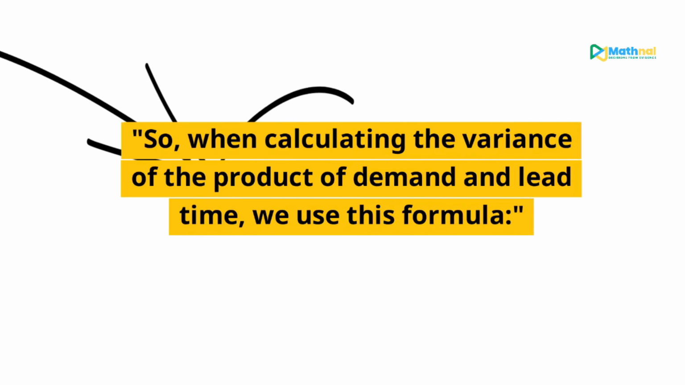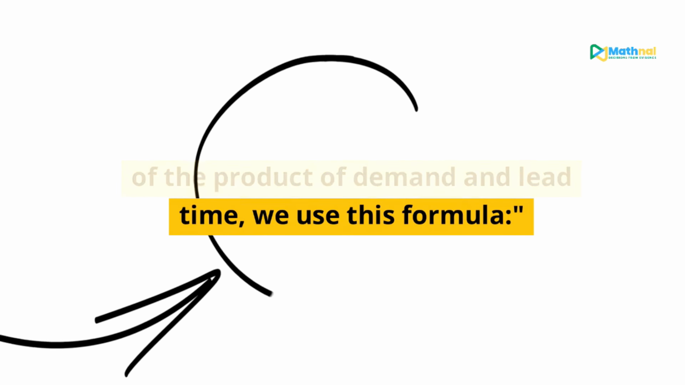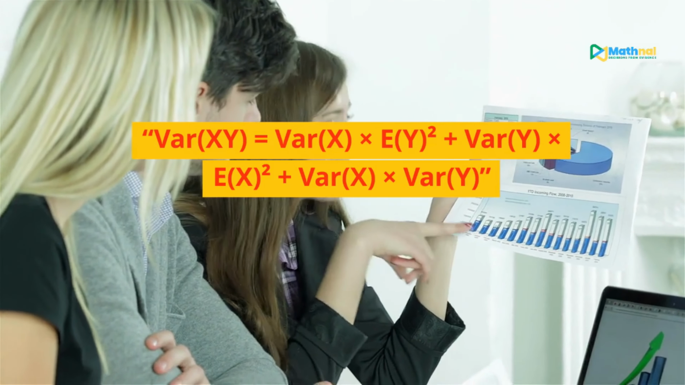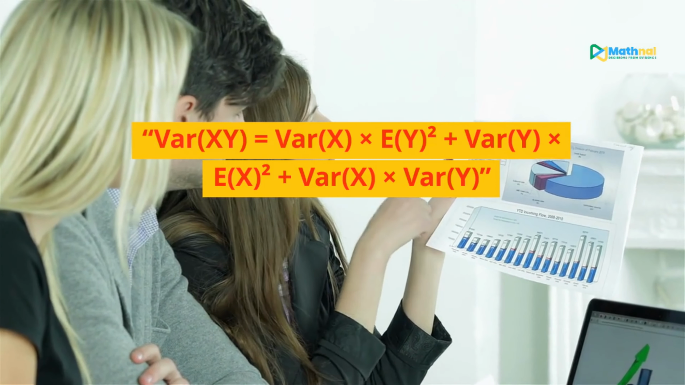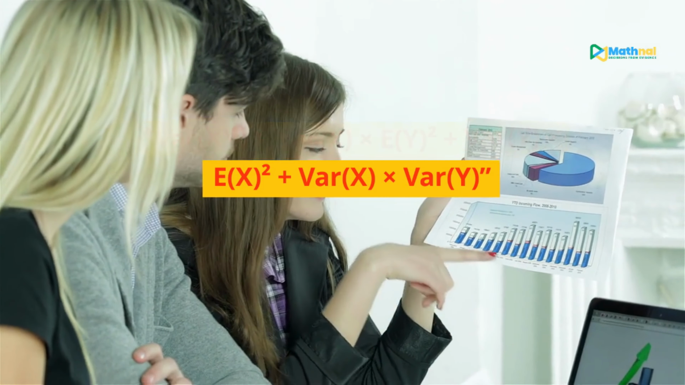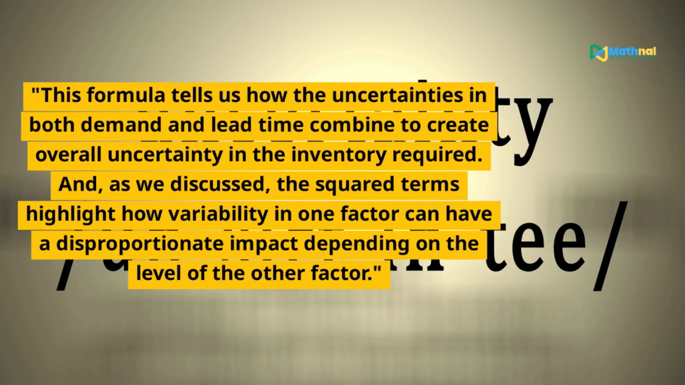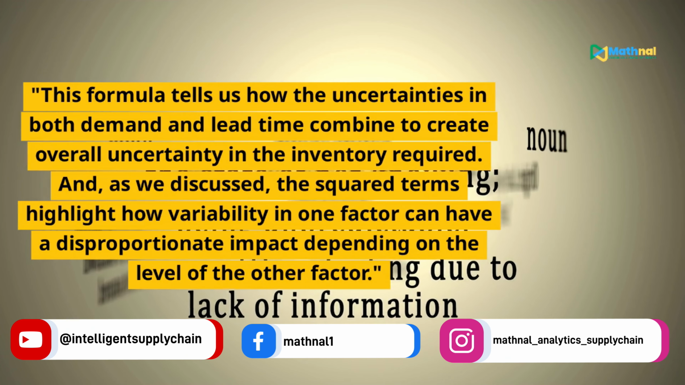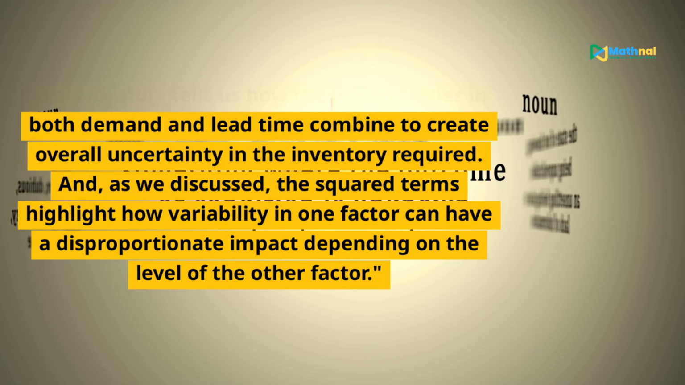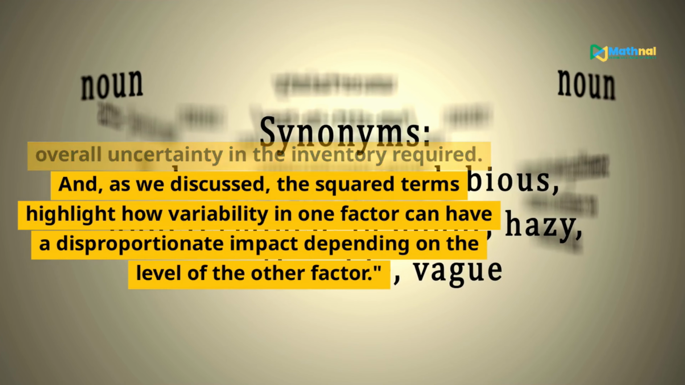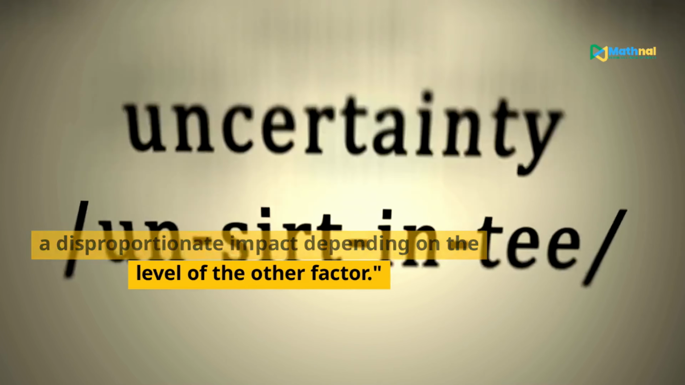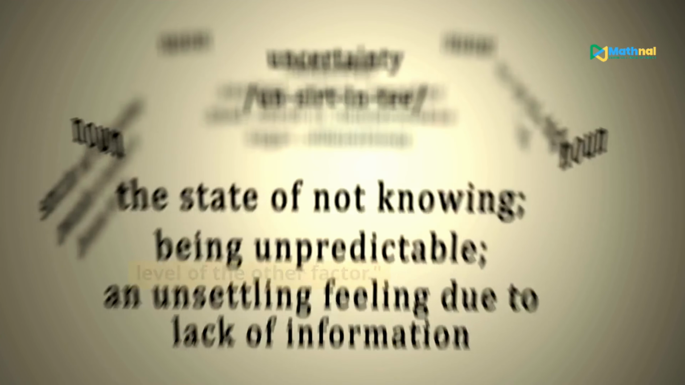So, when calculating the variance of the product of demand and lead time, we use this formula: Var(XY) equals Var(X) times (mean of Y) squared, plus Var(Y) times (mean of X) squared, plus Var(X) times Var(Y). This formula tells us how the uncertainties in both demand and lead time combine to create overall uncertainty in the inventory required. And, as we discussed, the squared terms highlight how variability in one factor can have a disproportionate impact depending on the level of the other factor.